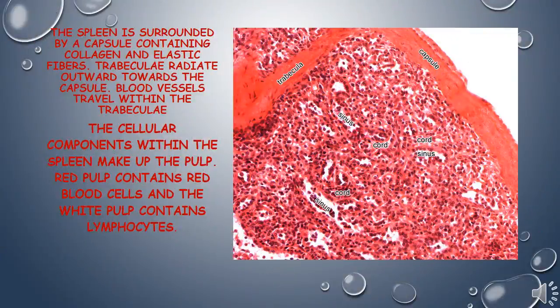The spleen is surrounded by a capsule containing collagen and elastic fibers. Trabeculae radiate outward towards the capsule. Blood vessels travel within the trabeculae. The cellular components within the spleen make up the pulp. Red pulp contains red blood cells and the white pulp contains lymphocytes.